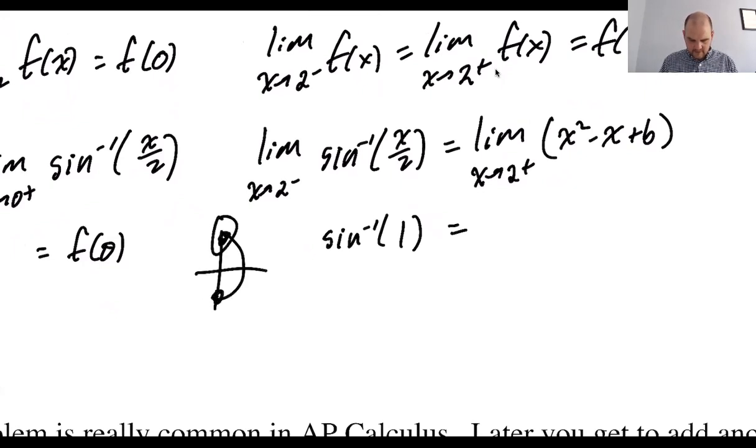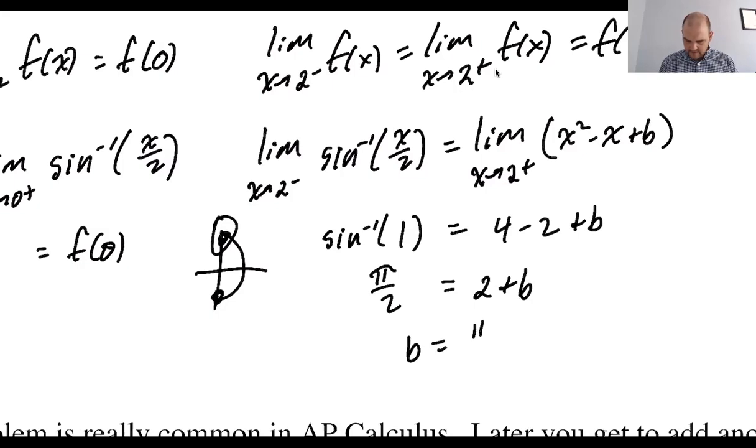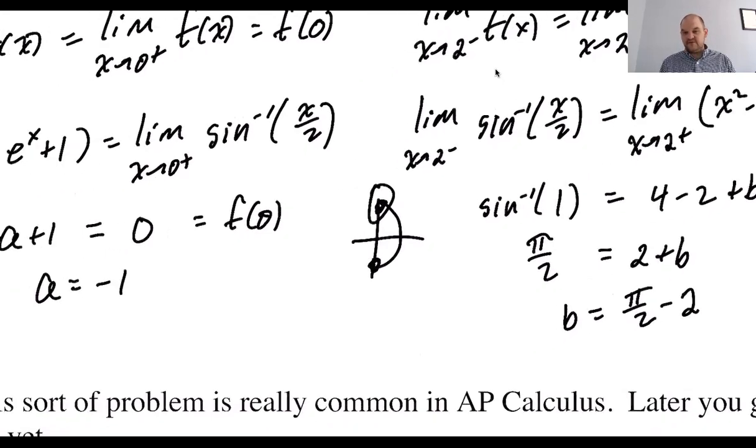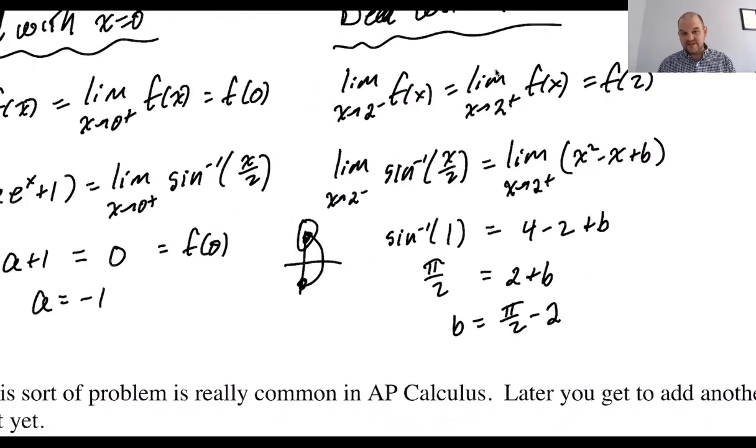The y value, so it's up there. It's pi over 2. And then here, I just evaluated 4 minus 2 plus b. So pi over 2 equals 2 plus b. So if b is equal to pi over 2 minus 2, this function will be continuous. We will have forced this to happen.